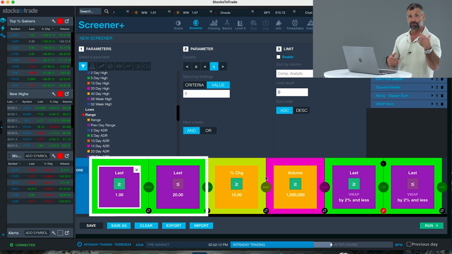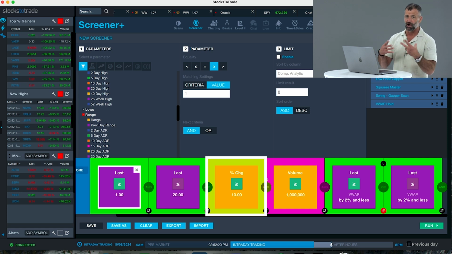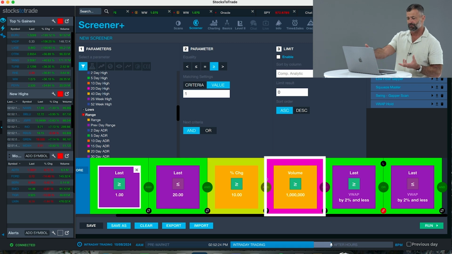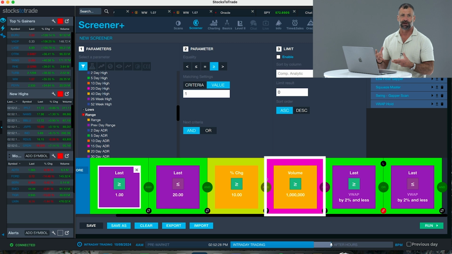So I'm looking for stocks from 1 to 20, low price stocks, probably not a shock to anybody. They make the biggest moves. Big percent gainers, up more than 10% on a day. I'm not looking for flatline stocks. And then volume criteria as well, because we need volume to push these stocks around. Low volume stocks typically go nowhere.